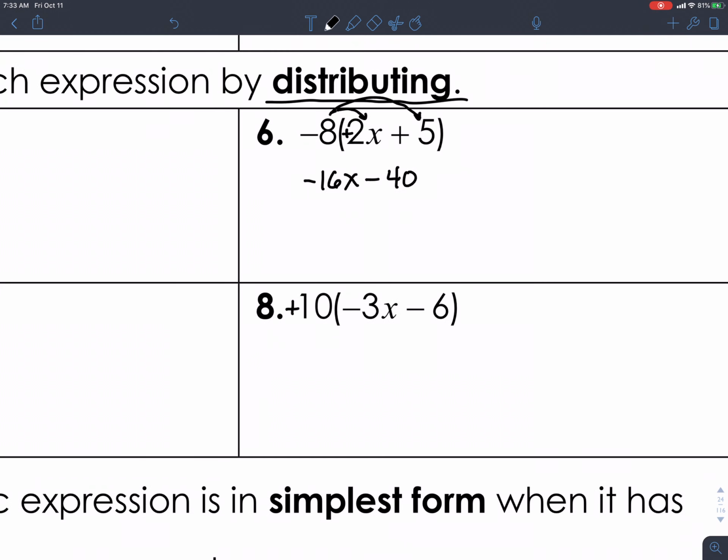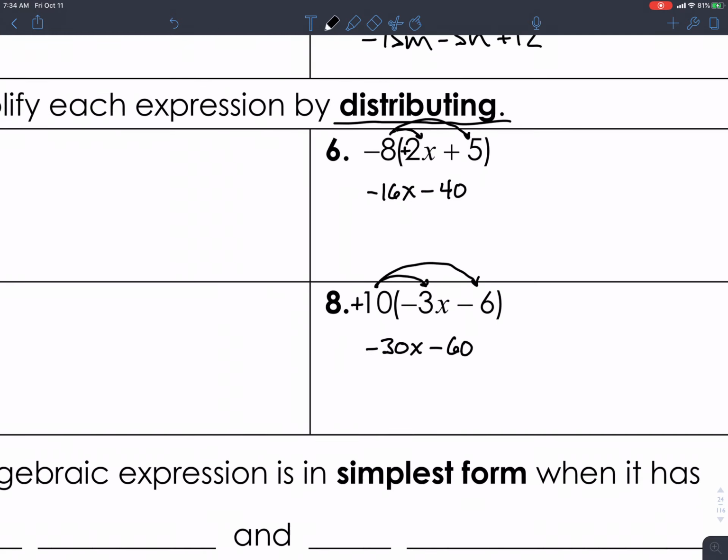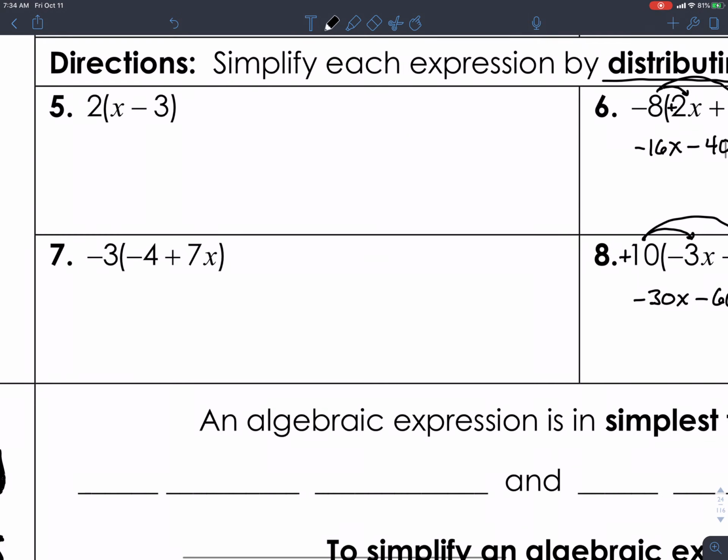This is a positive 10. You don't have to put the positive when it's the first number in the expression or the equation, but it's there even though it's not there. Positive 10 times negative 3. Positive times a negative is a negative. 10 times 3 is 30, and the x comes along with it. Positive times a negative, again, is a negative. 10 times 6, 60. There's nothing I can do with that. I'm done with it. Go ahead and do 5 and 7. Pause it, do 5 and 7.